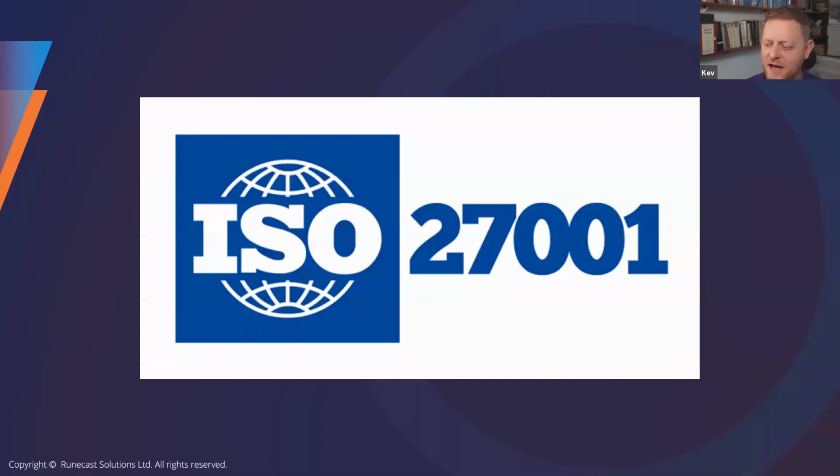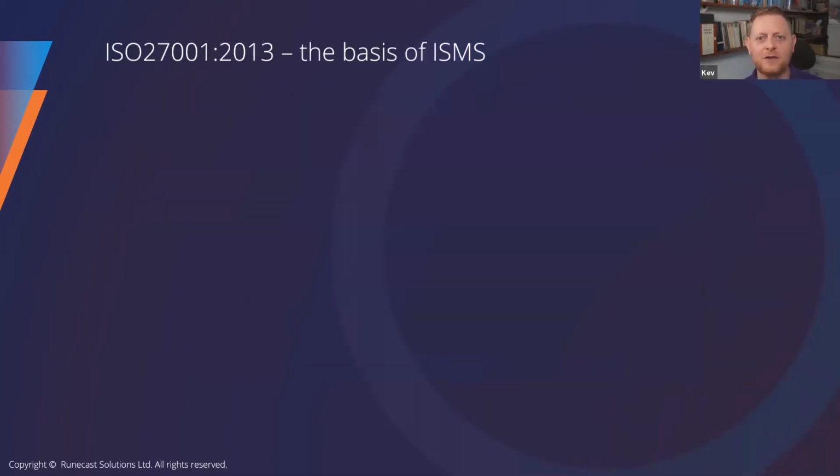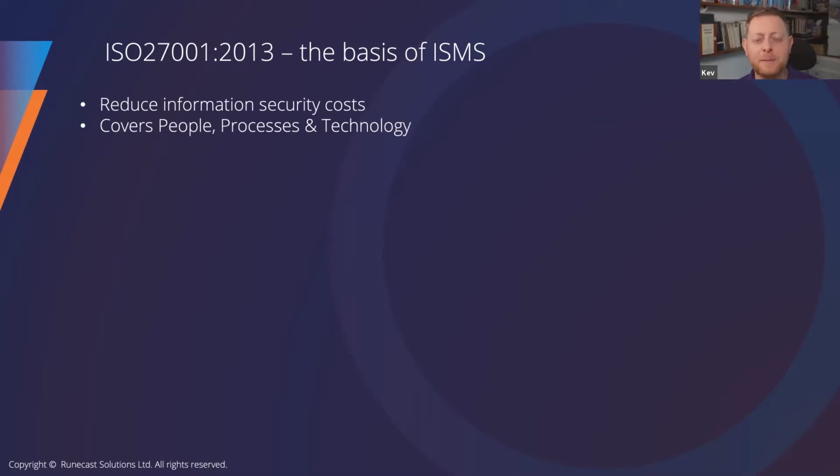Security standards aren't necessarily the sexiest of things on the planet, but ISO 27001:2013, the most recent version of ISO 27001, is the basis of the information security management system. So there are many, many interpretations of an ISMS out there. Some of them are ISO compliant, some of them are not. But an ISMS can really help you to reduce costs when it comes to information security, because instead of applying point products that might potentially address a specific issue as and when you come to them, it really helps you build security into everything that you do. ISO covers people, processes, and technology.